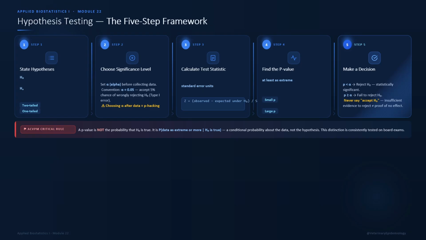If p is below alpha, you reject the null and call it statistically significant. If it's not, you fail to reject. And notice I said fail to reject, never accept. Absence of evidence is not evidence of absence. And here's the rule the boards absolutely love. A p-value is not the probability that the null is true. It's the probability of seeing data this extreme or more so if the null were actually true. Let that distinction really sink in.